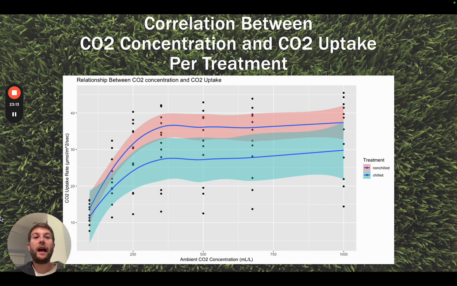Each line of best fit had different starting points, but both had nearly identical lines, and both plateaued around the same point at 350 milliliters per liter of ambient CO2 concentration, showing that regardless of the type of treatment done to the grass samples, there was the same saturation level between them.